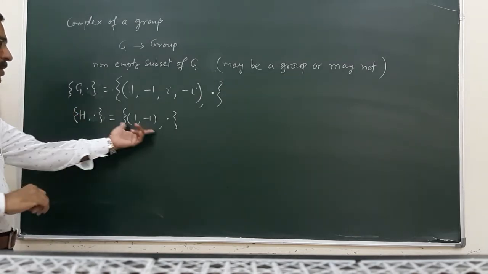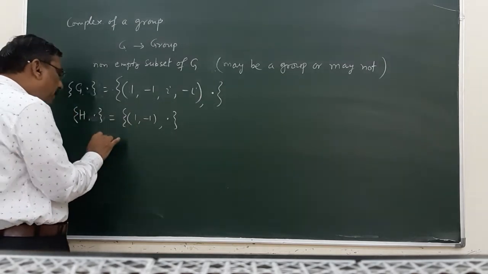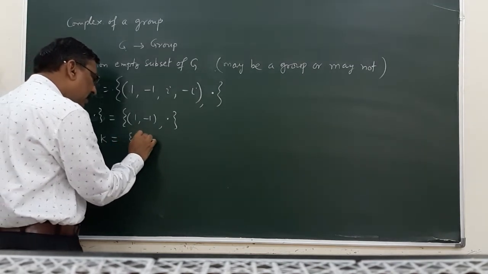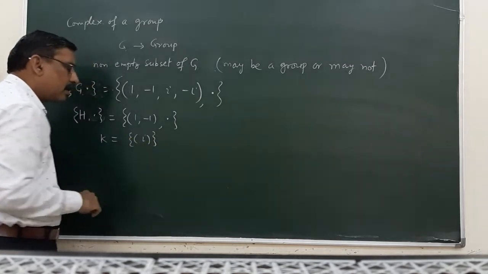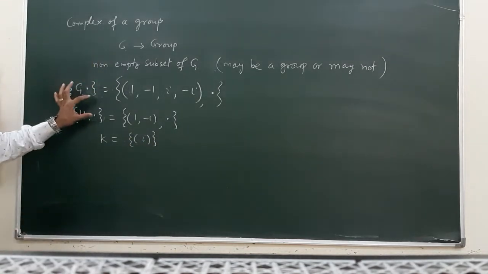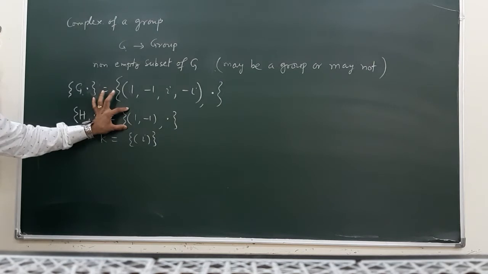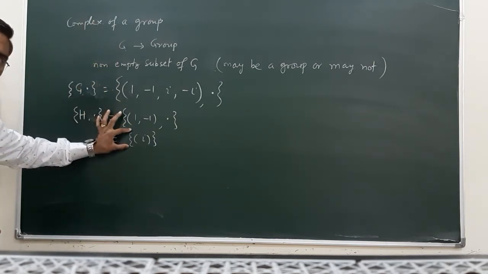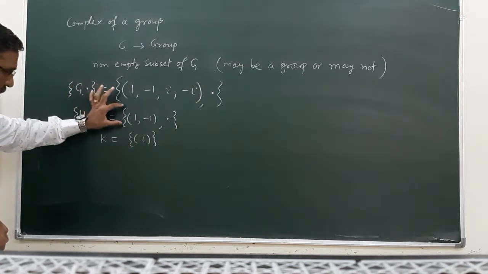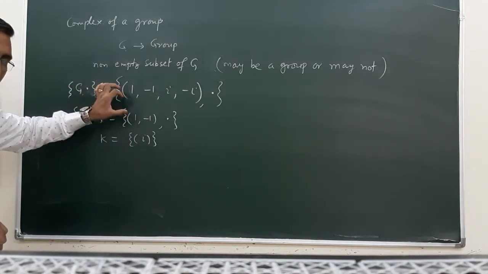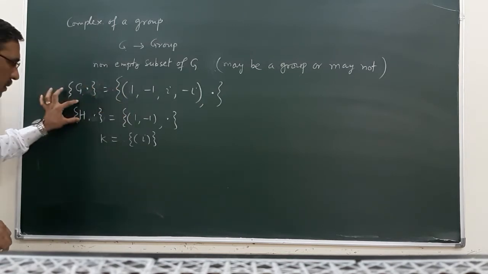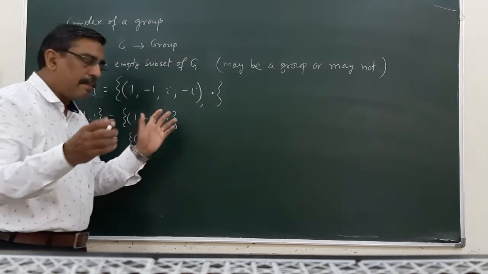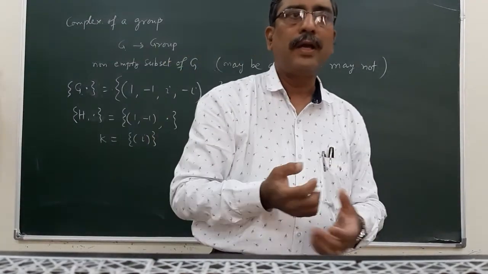This is your subgroup. And for a complex, K is a subset such that it possesses only the iota element, then this is a complex of G. Here this complex is a non-void subset. This complex is a subgroup, this complex is not a subgroup. So it may be a group or may not be a subgroup.